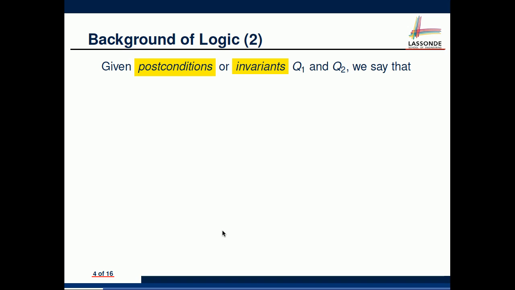Let's double check. Previously we talked about two predicates, just P and Q. Now let's talk about another two Boolean conditions. We talk about postcondition and invariance together because you can think of invariance as pretty much like the postcondition for every feature, as we said before. Now, we have another definition.